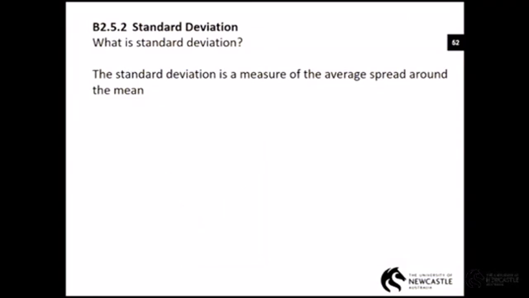Standard deviation we've got to spend a little bit more time with, and I'm fairly interested in just getting a concept so it's something a bit more meaningful. It's the measure of the average spread around the mean. So here's an example I've come up with.